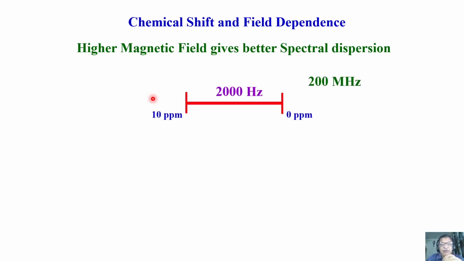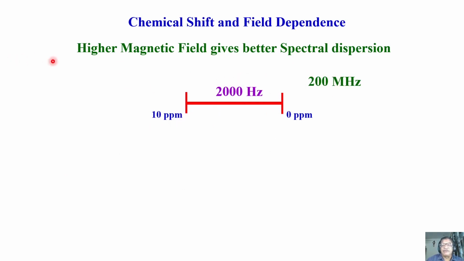I am going to, let us say, take a spectrum of proton at 200 megahertz, a proton spectrum of some molecule. Let us say I have recorded from 0 to 10 ppm. What did we understand so far? Expressed in ppm, this is 200 megahertz. I simply said you have to multiply the ppm value by the resonating frequency, that is 200. 10 ppm into 200 is 2000.